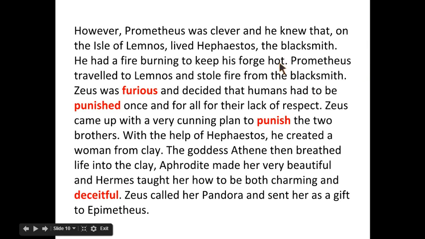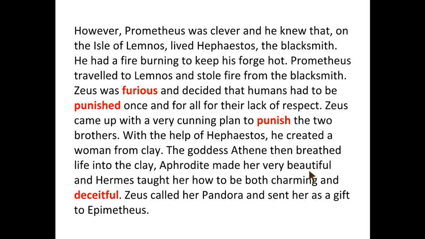Now, notice I've highlighted a few words in red. So we've got Zeus was furious. We've got that he wanted to punish. Punish here again. We have the word deceitful. That means that Pandora is a liar.